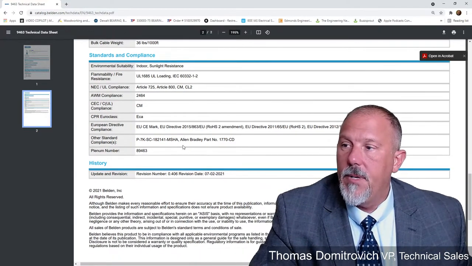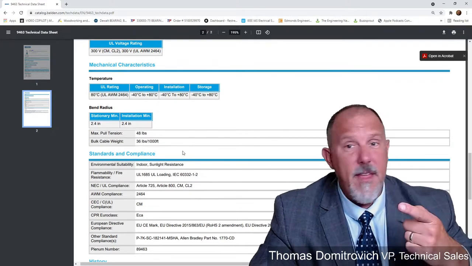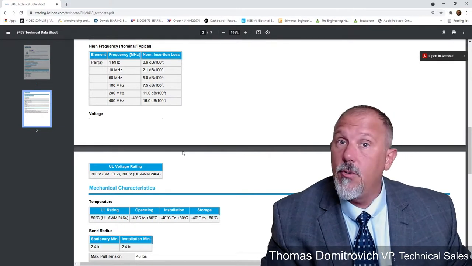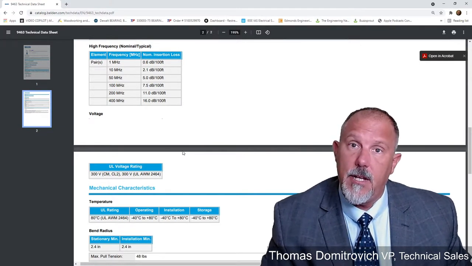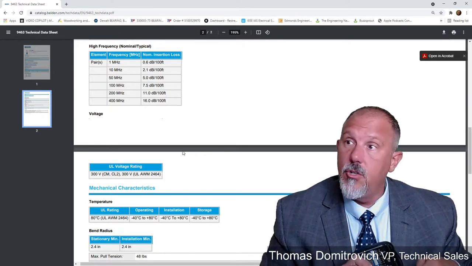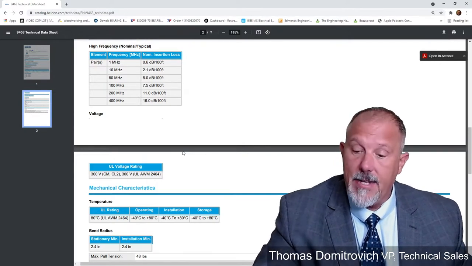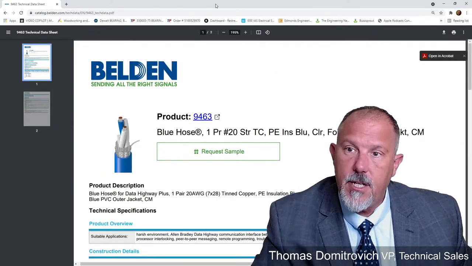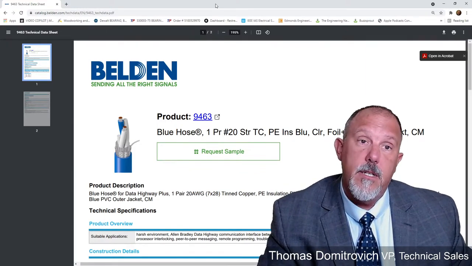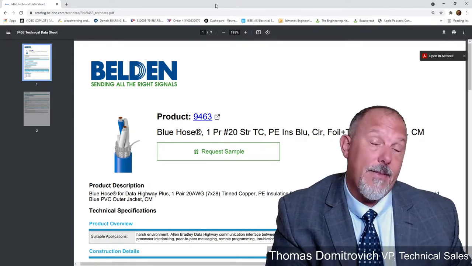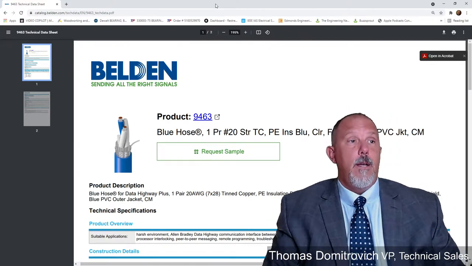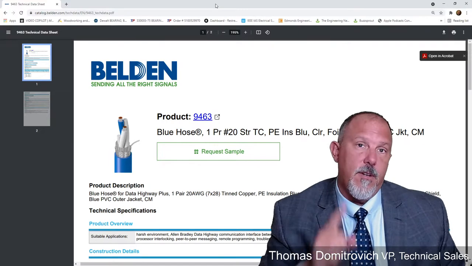So Belden 9463, I'll tell you, I used a lot of that wire when we would do our communications with our meters. Putting that in equipment, we would put Belden 9463 in our switchboards and panel boards and things of that nature. So it's a good, robust wire made for that type of application. So JW, what I would suggest is you can always call Belden. And I know we used a lot of Belden wire back in the day. And when I say back in the day, I'm talking, I started in January of 1996.